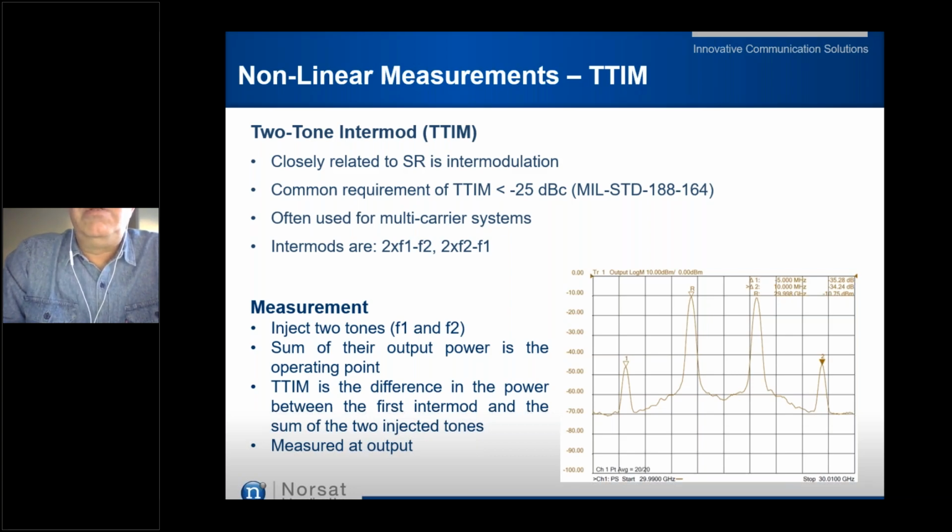So how do we measure it? You inject two tones at two different frequencies, and you're looking at the total of their output power. At the output of the buck, you measure the total output power of the two tones, adding them together. Then you measure the difference between the total output power and the first intermods, the IMD, the third order intermods. On the plot to the right, we have the two tones and the two third order intermod points. Often this is called the two-tone intermod test. The two intermods are basically 2 times F1 minus F2 and 2 times F2 minus F1.